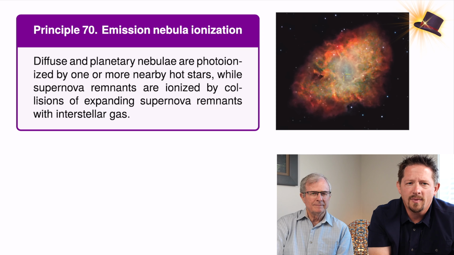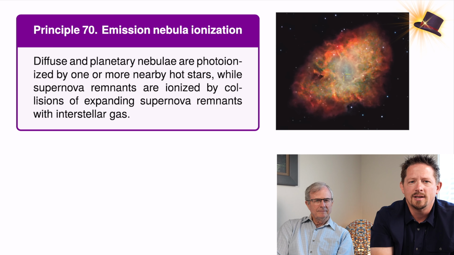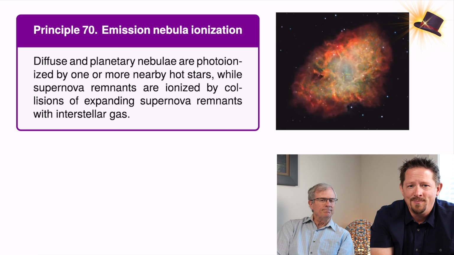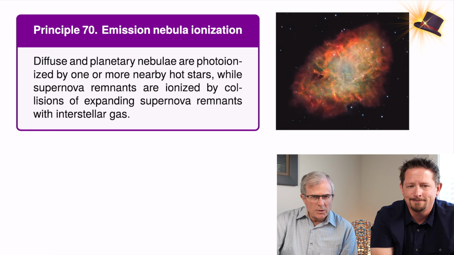Principle 70. Emission nebula ionization. Diffuse and planetary nebulae are photoionized by one or more nearby hot stars. So that's photoionization. While supernova remnants are ionized by collisions of expanding supernova remnants with interstellar gas. So this is a review.